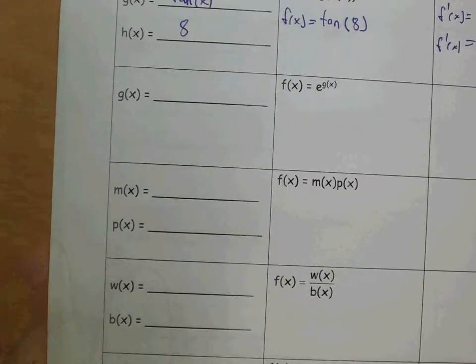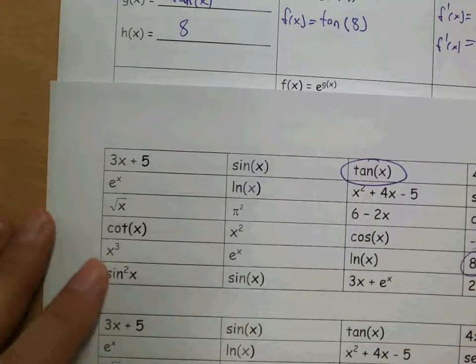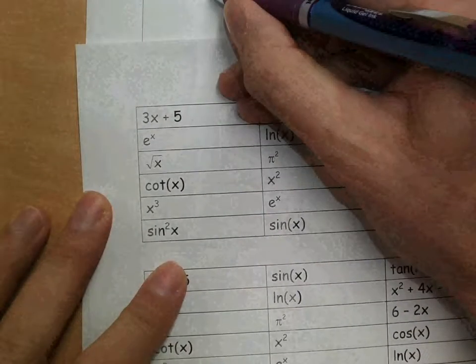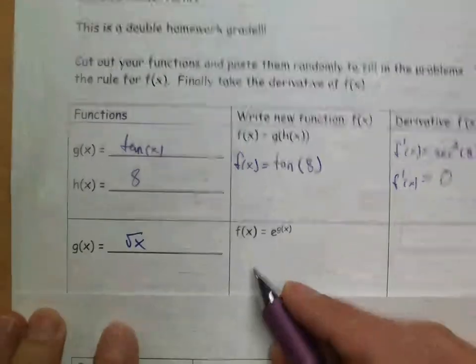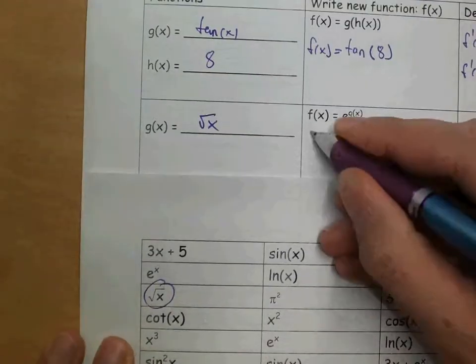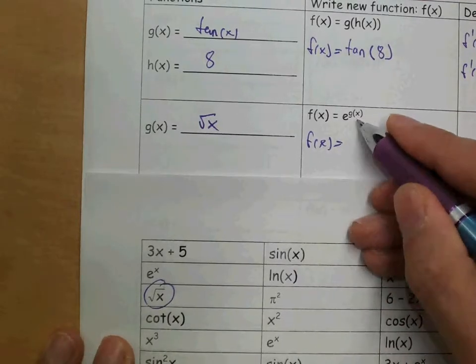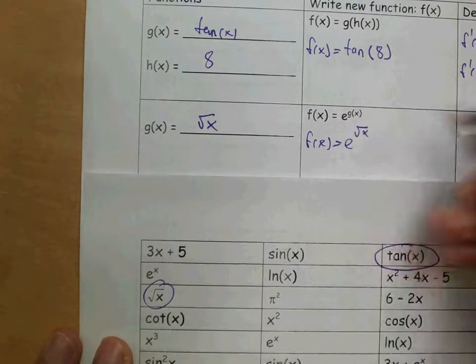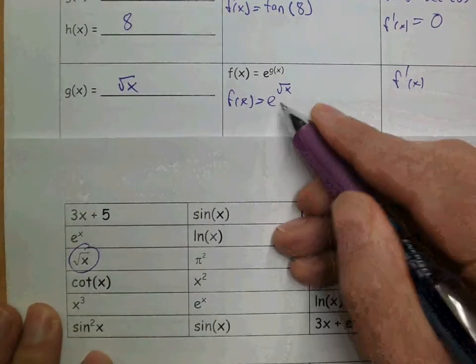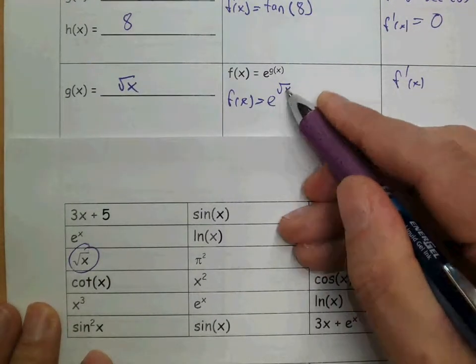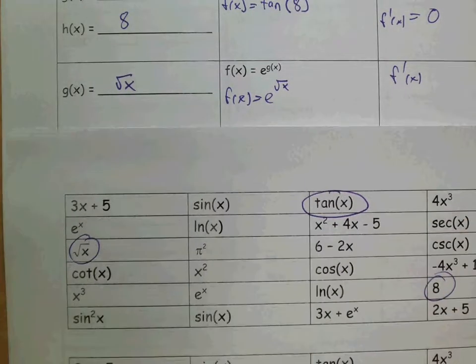This will be different from problem to problem. We've already used tangent and 8, so maybe the next one we use is square root of x. So here I'm choosing square root of x, and so this becomes f of x equals e to the g of x, so e to the square root of x. That's our function composition. And so for the derivative, I would need to use the chain rule because it's a function inside of another function. They're not all chain rule. Let's look at this next one.